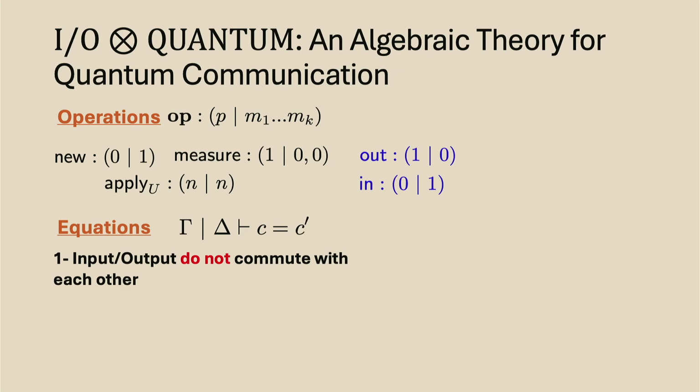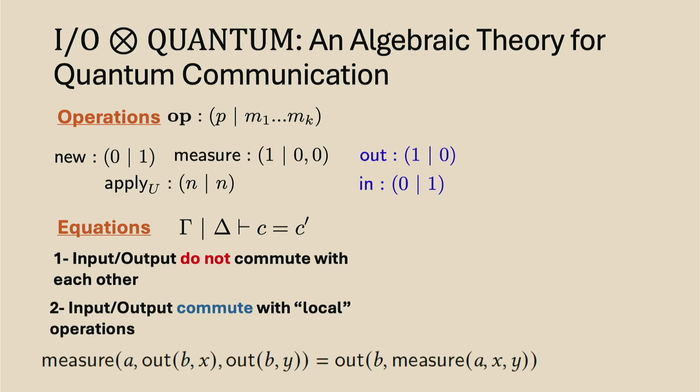But first of all, you don't want input and output to commute with each other, because your inputs and outputs might have a causal dependency with each other. But you do want input and output to commute with local operations. It's kind of deeper than it sounds. Intuitively, if you do something on a qubit and then send another qubit in parallel, then these two things should commute. The order of that happening shouldn't matter.